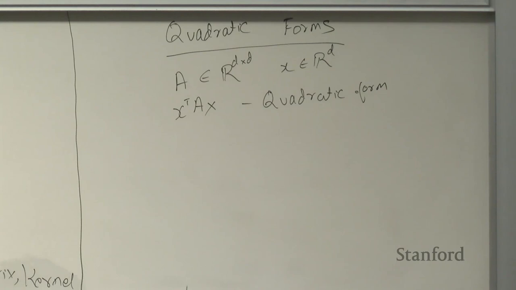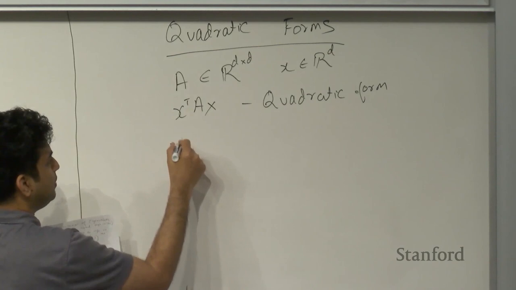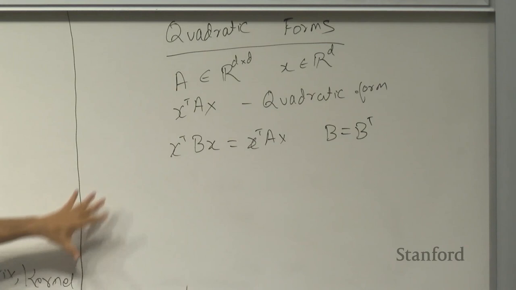The quadratic form holds for any square matrix, but in general, whenever we are working with a quadratic form, we just assume that A is symmetric as well. That's because for any quadratic form expression with A, where A may or may not be symmetric, there always exists another matrix B, which is symmetric, such that x transpose B x equals x transpose A x. It's pretty easy to show why this is the case.